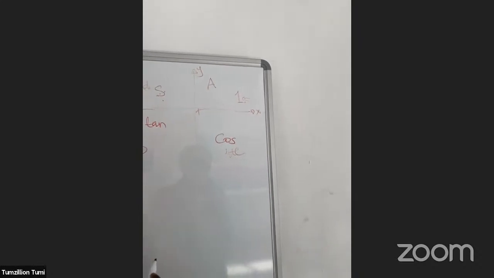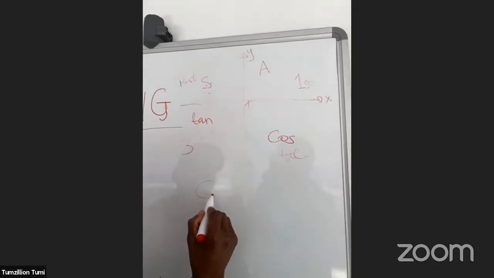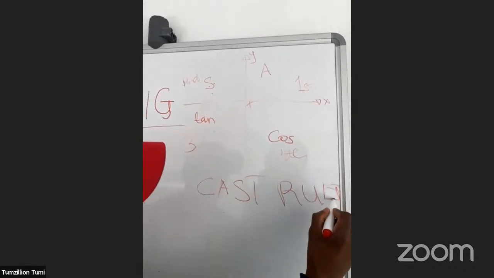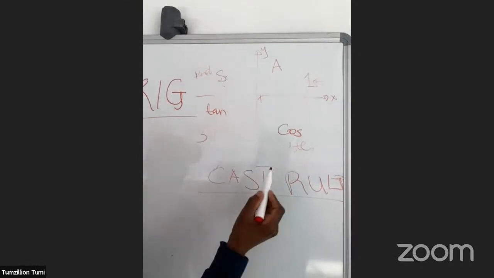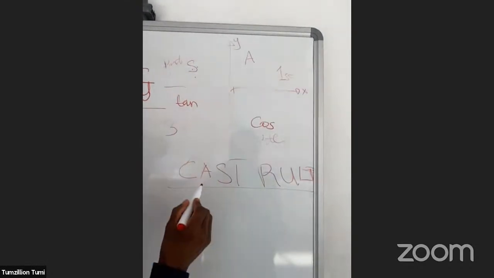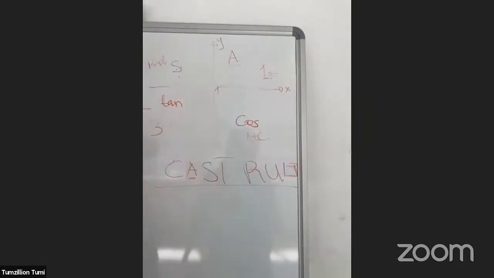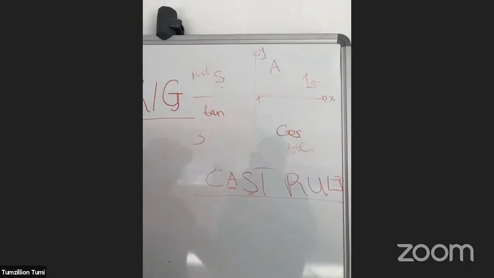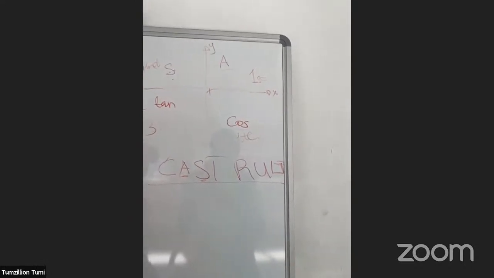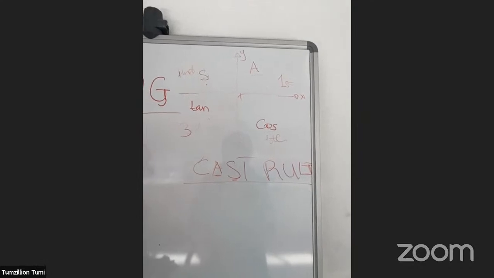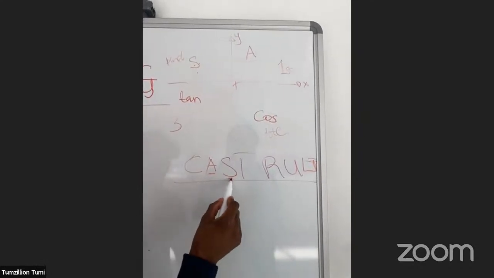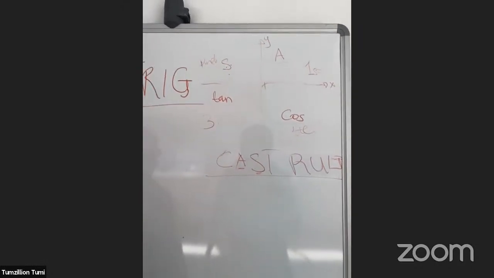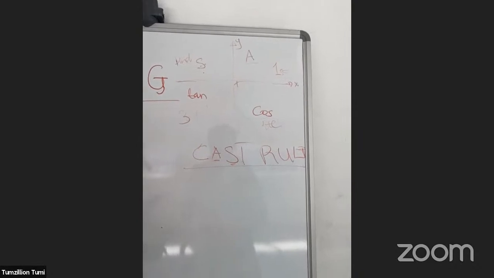So we call it the CAST rule. Why do we call it the CAST rule? C stands for cos. So cos is positive in the fourth quadrant. A stands for all. So all of them in the first quadrant are positive. S stands for sine. Sine is positive in the second quadrant, and then T, tangent, is positive in the third quadrant.